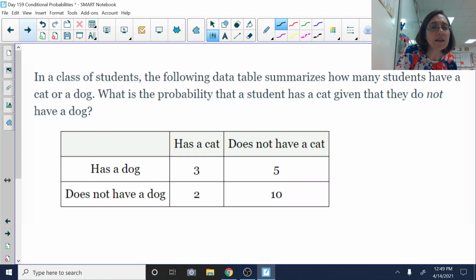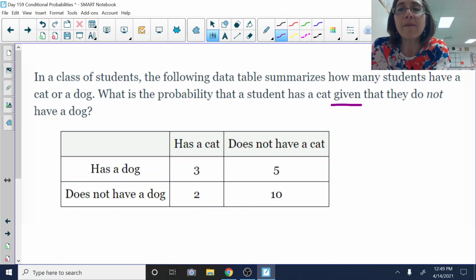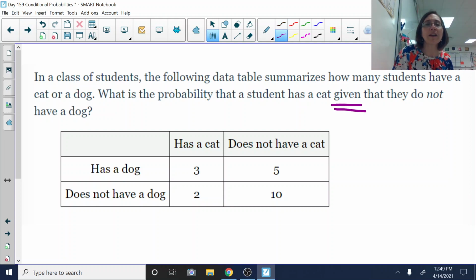Another problem you might see is something like this. In a class of students, the following data table summarizes how many students have a cat or a dog. So they ask, do you have a cat? Yes or no. Do you have a dog? Yes or no. What's the probability that a student has a cat given that they do not have a dog? Okay, so this is where we're moving into conditional probability, and it hinges on this word given, or sometimes you'll see if included in this. But I want to know how likely is it that I have a cat, but I'm already telling you these people do not have a dog.